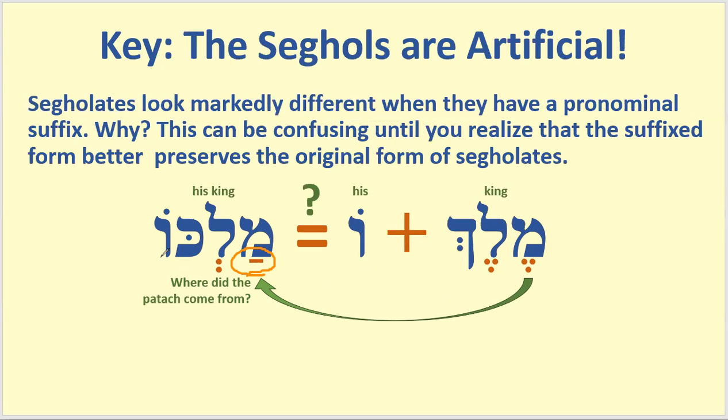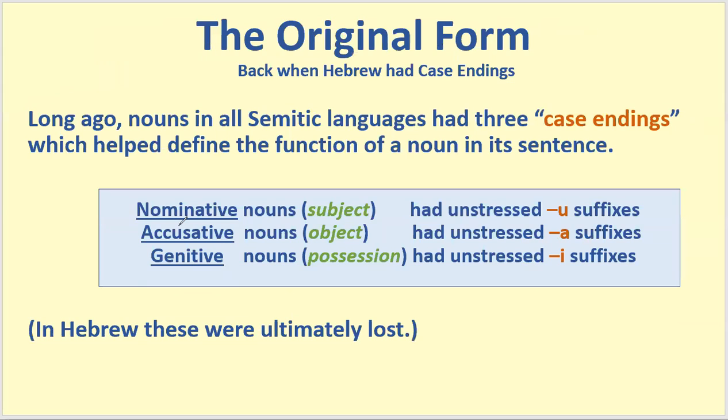Why? Well, this could be confusing until you realize that the form of the word with the pronominal suffix actually preserves the more original form of these segolates, this group of nouns called segolates. What do I mean by that? A little bit of background will be necessary to understand what's going on here.